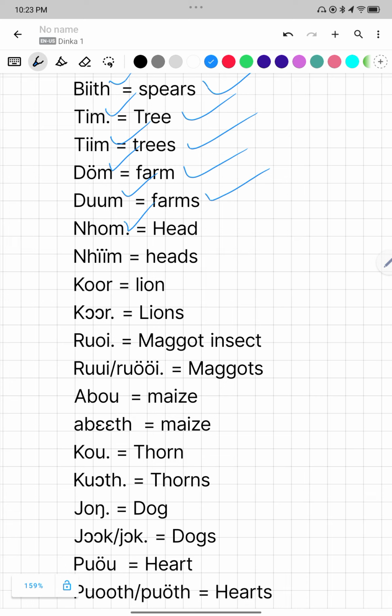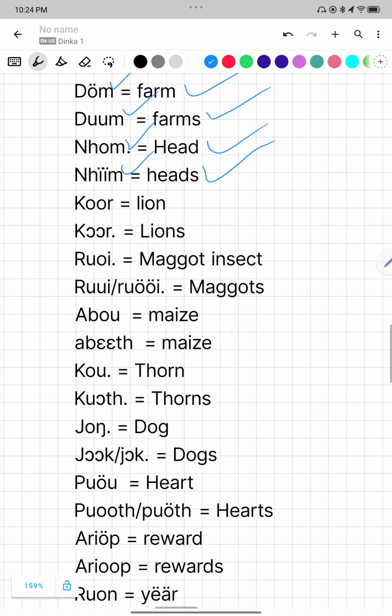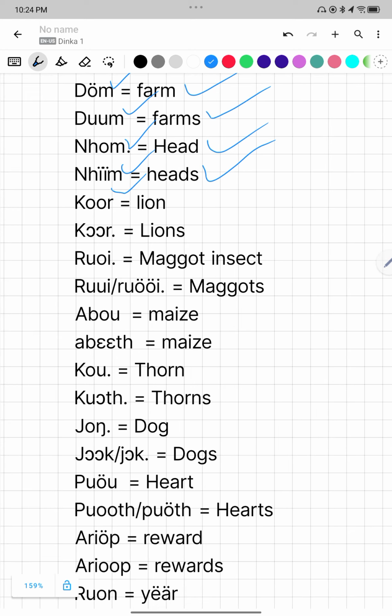Num means head. Head. Neem means heads. Heads plural. Kor means lion. Lion. The plural form of kor is kor. Kor means lions.